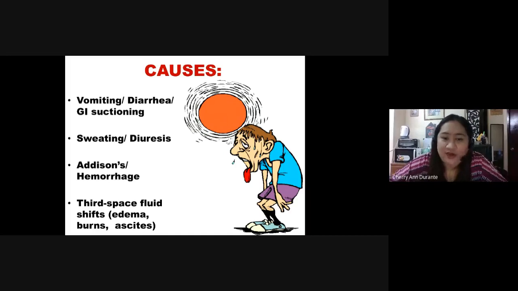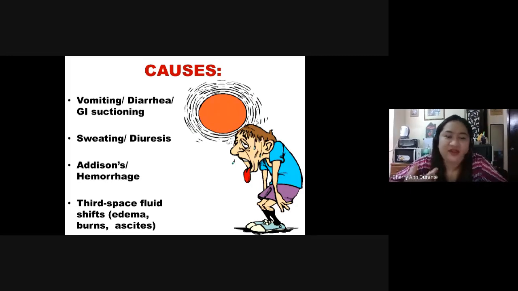Okay, then you have your hemorrhage. So, let's say for example, sinaksak ka or binaril ka, ayan. So, you will have now your bleeding. So, that bleeding, okay, a motor vehicle accident, so meron kang mga internal hemorrhage. So, that can lead obviously to your fluid volume deficit.